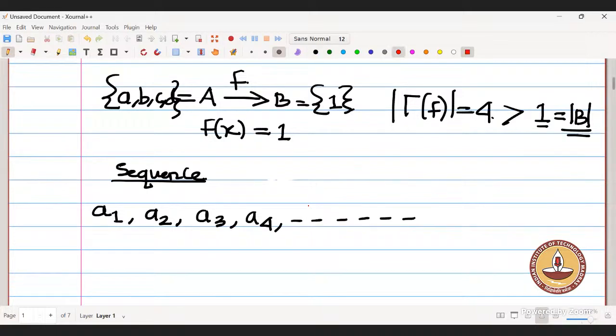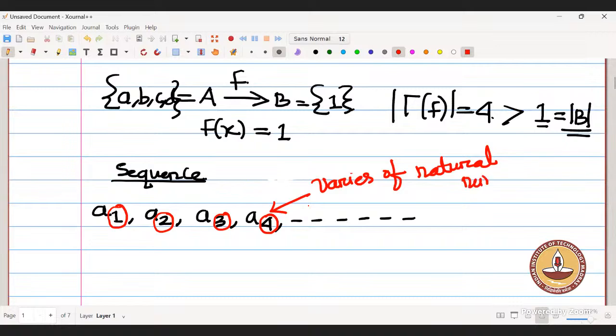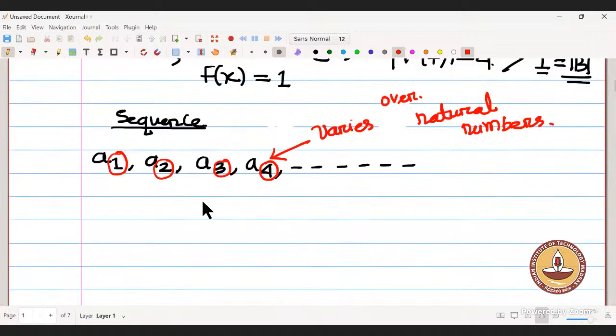What am I actually using here? I'm using an index to represent the sequence. So I have 1 here, 2 here, 3 here, and 4 here. This index varies over natural numbers. So for example, if I consider the sequence an equals 1 by n.